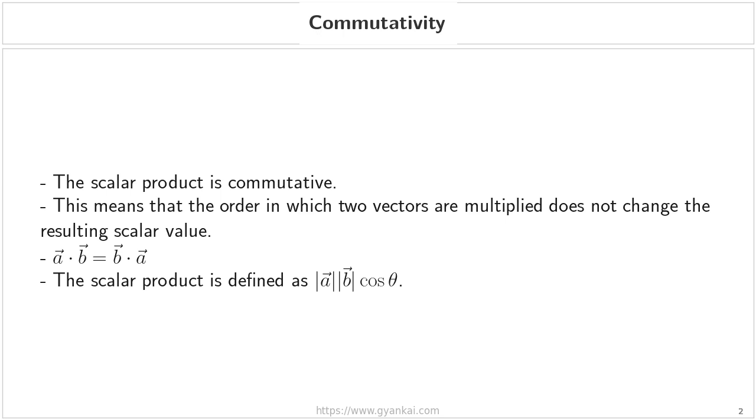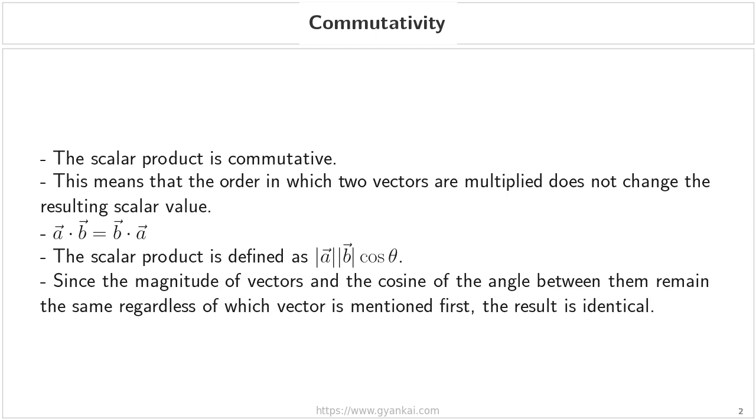But you might be wondering, why is this true? To understand this, let's look at the geometric definition of the dot product. We know that the scalar product is defined as the magnitude of vector A multiplied by the magnitude of vector B, all multiplied by the cosine of theta, where theta is the angle between them. Because the magnitudes of these vectors and the cosine of the angle between them remain exactly the same no matter which vector you list first, the final result is identical. This is a very helpful property to keep in mind as we move on to more complex operations, like the distributive law, which we will cover in the next slide.